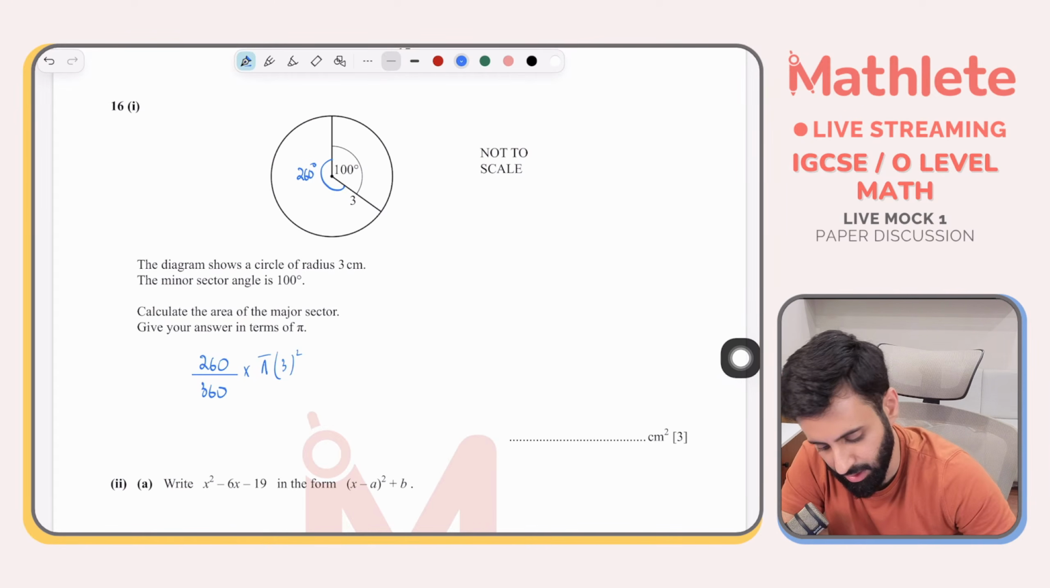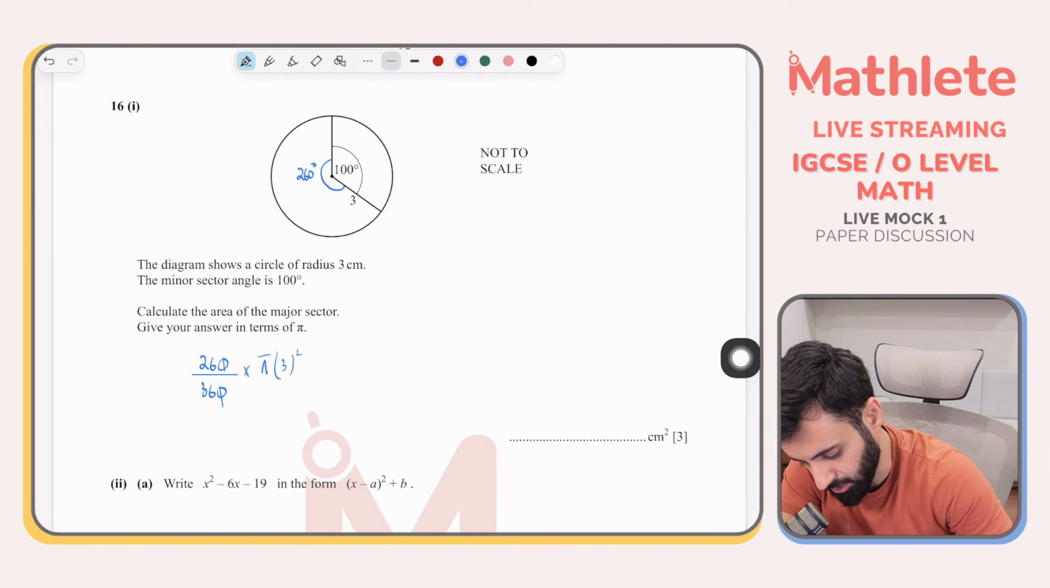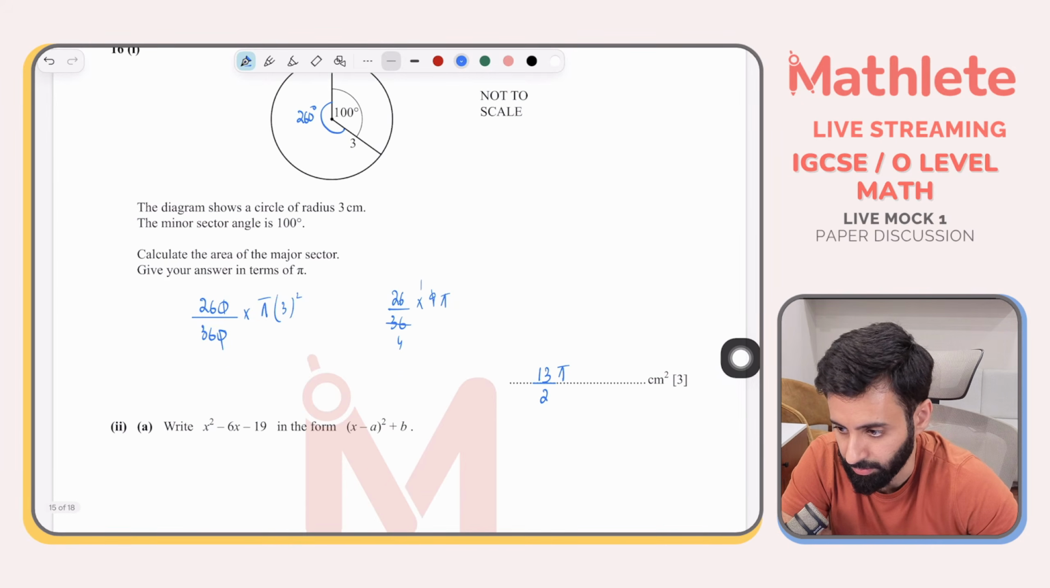So 3 squared is 9. Let's simplify this, no calculator. 26 upon 36 into 9 pi. 9 ones are 9, 9 fours are 36. 26 upon 2 is 13, so 13 upon 2 pi. Okay, now.